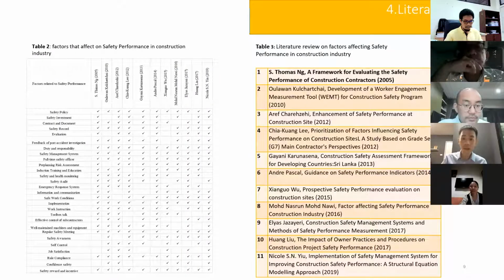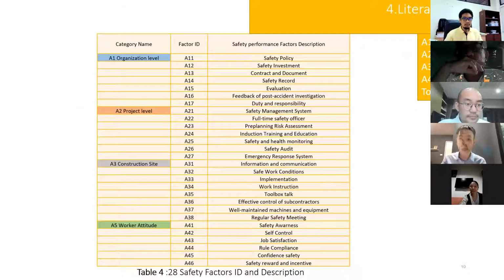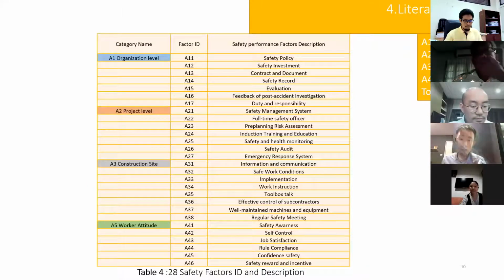After I reviewed the articles, 28 factors were found that affect safety performance in construction. With the definition of each factor, I then categorized them into the following 4 levels. In the organization level, we have 7 factors, such as safety policy, safety investment, contract and document, and so on. In the project level, we have 7 factors, such as duty and responsibility, full-time safety officer, safety audit, and so on. In the construction site level, we have 8 factors, including information and communication, safe work condition, toolbox talk, and etc. The last level is worker attitude. We have 6 factors in it, which are self-control, job certification, and safety reward and incentive.